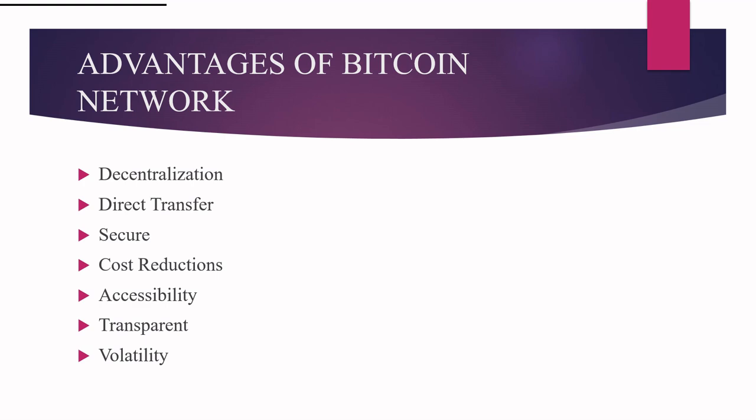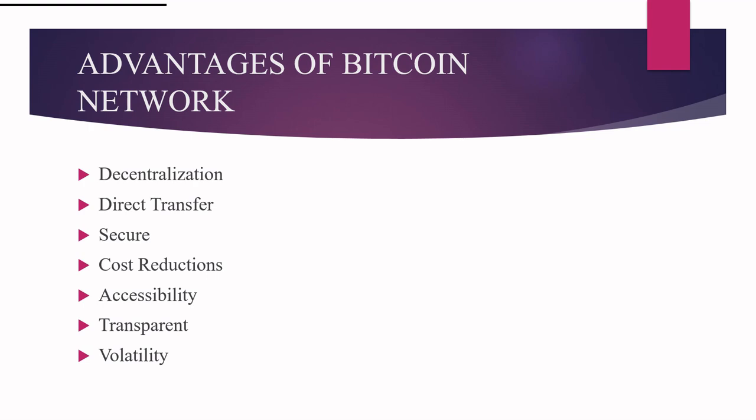Third one, secure. Bitcoin transactions are secured through advanced cryptography and a decentralized network of computers. It is more secure than traditional payment systems. Fourth one, low cost transactions. Bitcoin transaction fees are significantly lower compared to traditional payment systems. Fifth one, accessibility. Bitcoin is accessible to anyone with an internet connection, making it a global payment system. Sixth one, transparency. All Bitcoin transactions are recorded on a public blockchain, making them transparent and publicly accessible.